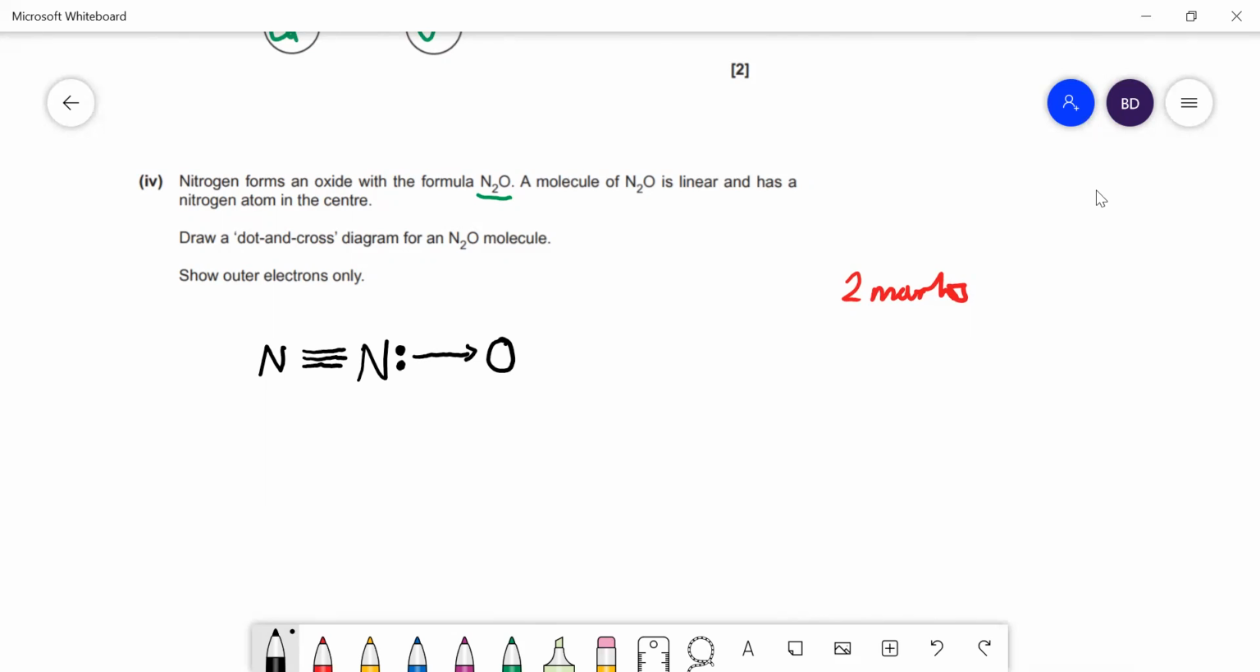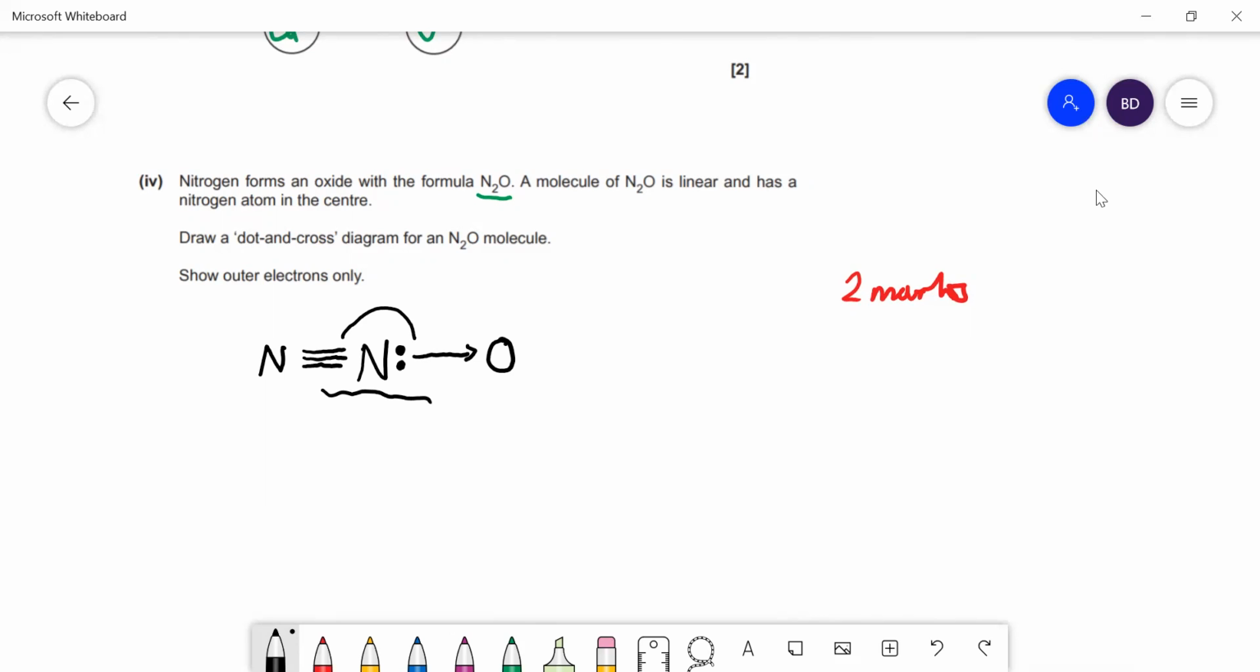This would be linear because there would be no lone pairs in this molecule. That lone pair I've drawn there is forming a dative bond. It's not a lone pair anymore. It's a bonding pair. And of course, the triple bond just counts as 1, so that would be a 180 bond angle there.